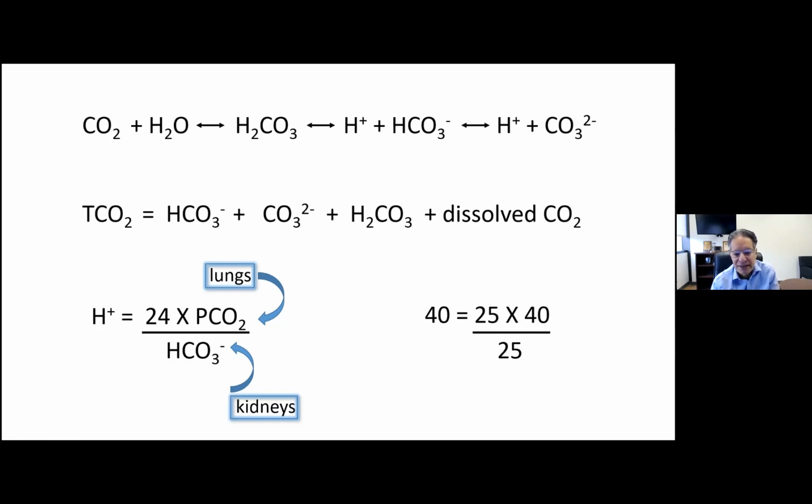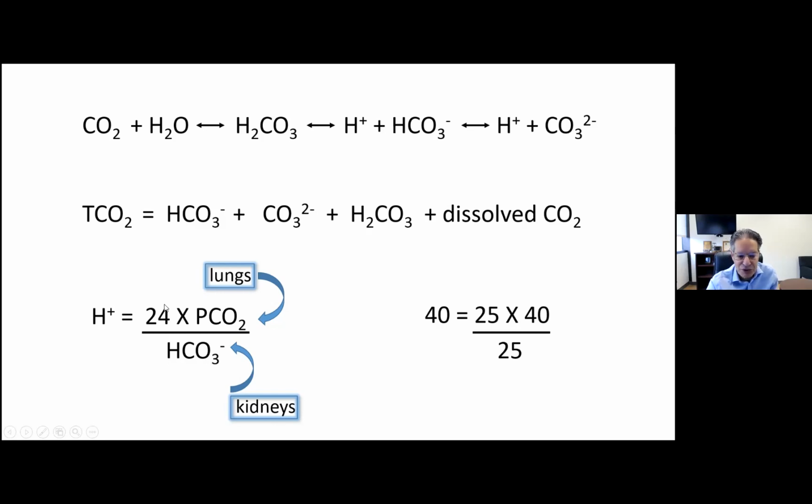Now, below that is a short form of the Henderson-Hasselbalch equation. There's no logs. Sometimes this is called the Henderson equation. But what it shows you is that the proton concentration in a bicarbonate buffer, it doesn't have to be blood, it can be a bottle of Coca-Cola, is always 24 times the PCO2 over the bicarbonate.